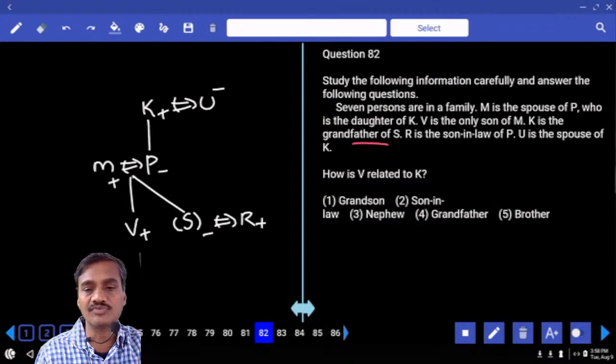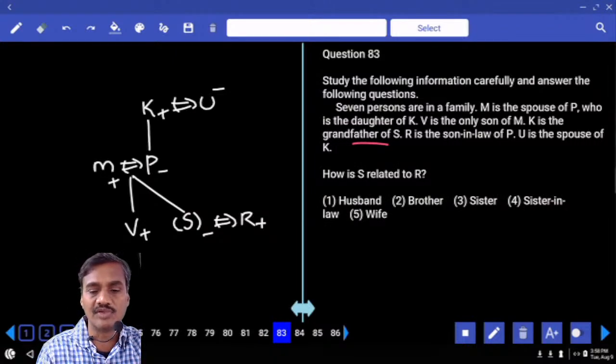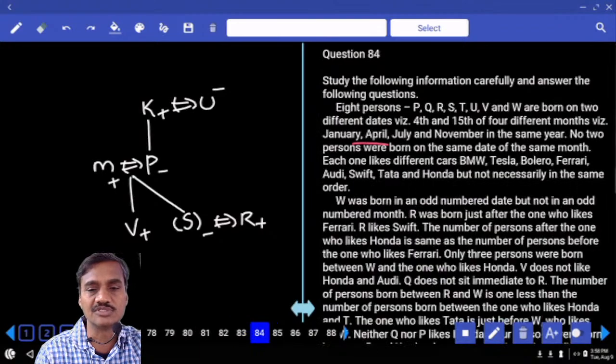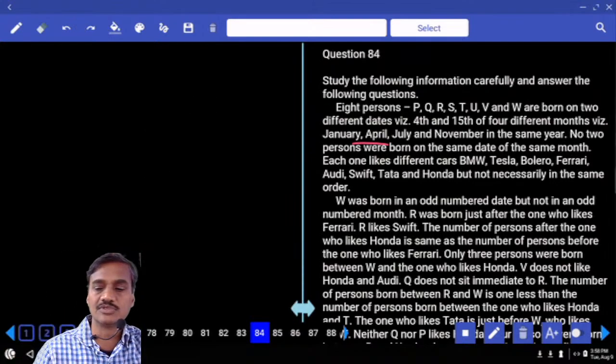And 82, how is V related to K? K's daughter's son. Daughter's son is a grandson, choice 1. How is S related to R? S is the wife of R. Wife, that is choice 5, question number 83. Clear now? This is about question numbers 81 to 83.